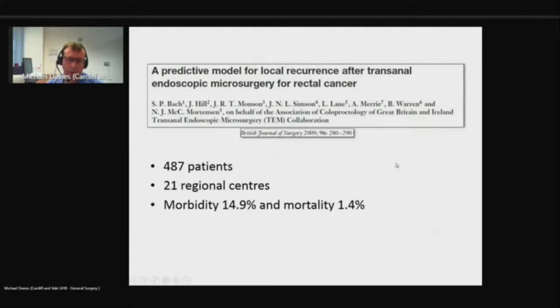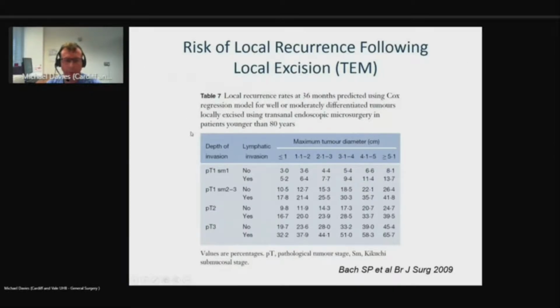All of this was ultimately put together by a helpful model looking at local recurrence, which is the Achilles heel of local excision. And what we see is this table, which shows that as we enlarge in terms of an early rectal cancer, the size is bigger or the stage increases, the risk of local recurrence starts expanding significantly to places which we would all, certainly as rectal surgeons, feel very uncomfortable.